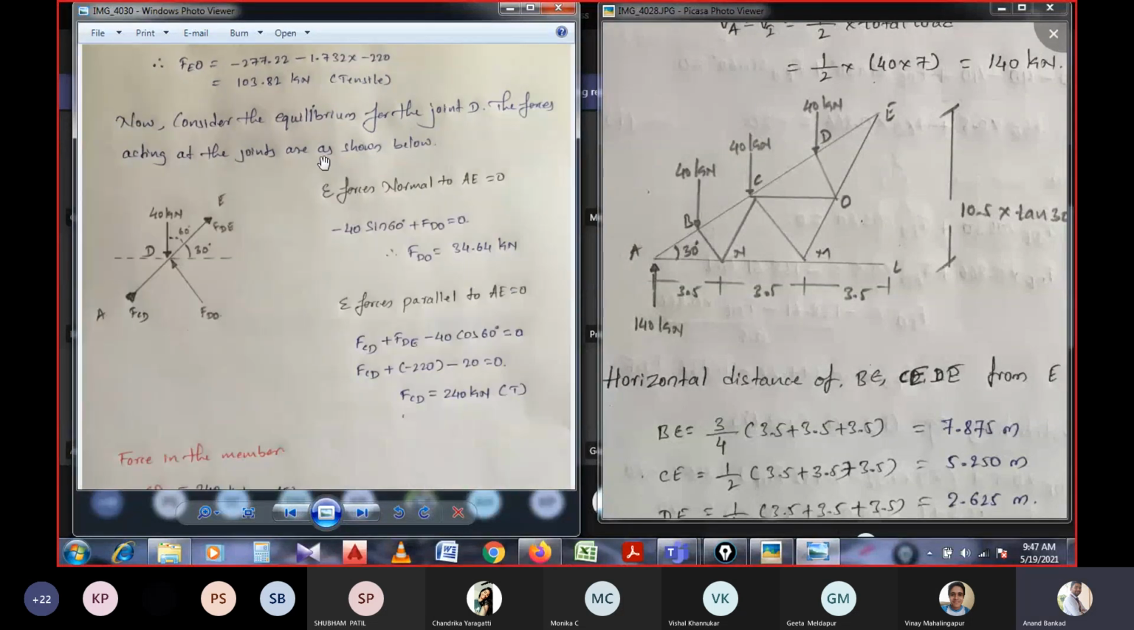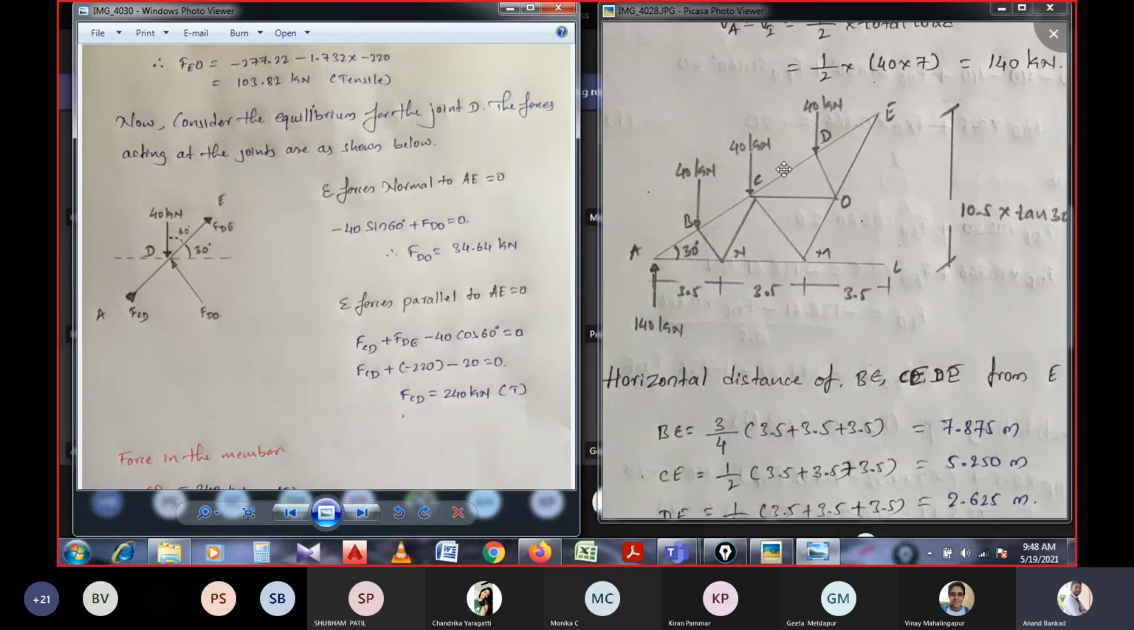So that is what is written here, right? FEO is calculated. Now, by considering the equilibrium condition for joint D, because we need the CD force, right? We have calculated FML, FDE and FEO. So we are only left with FDC or FCD.